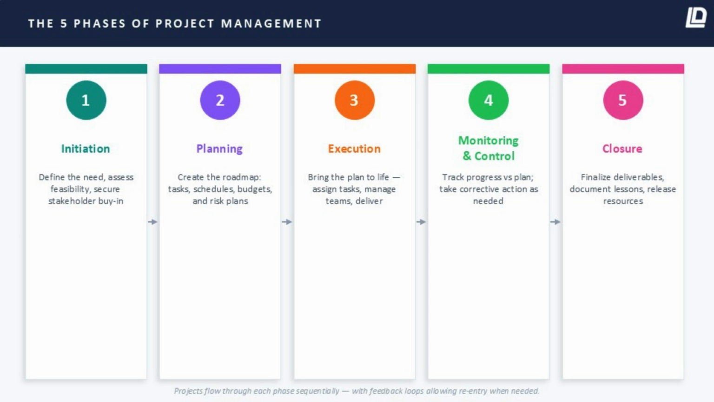Now, here's something important before we dive in. These 5 phases are sequential, they flow in order, but they're not rigid boxes. In real projects, you'll often loop back. Maybe during execution you discover the planning wasn't detailed enough. Maybe during monitoring you uncover a risk that wasn't in your initiation phase. That's okay, and that's actually what makes this cycle a cycle, not just a checklist. Alright, let's go phase by phase.